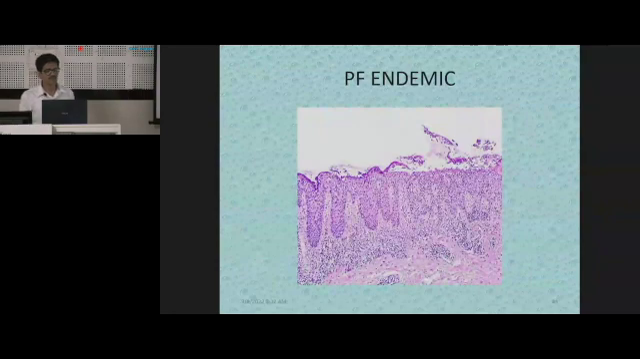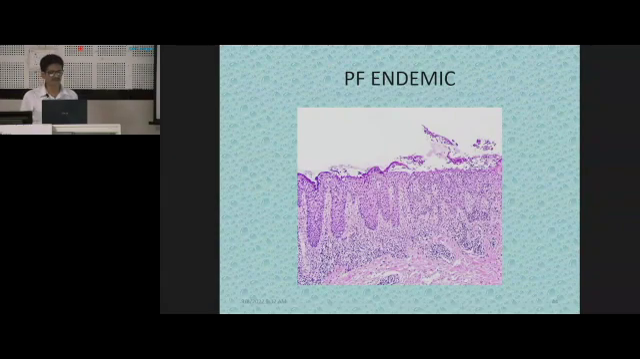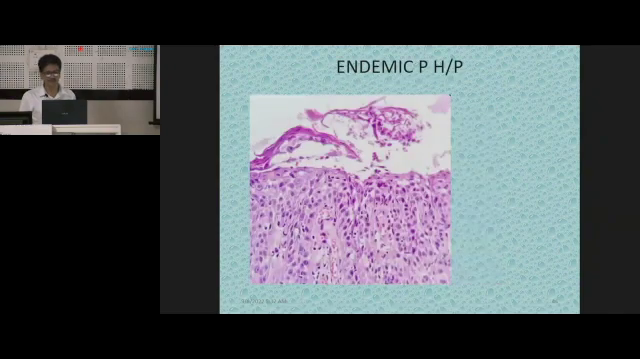Now, pemphigus foliaceus endemic. This occurs in Brazil and Tunisia and other countries. There again, morphologically it is the same, but the exact etiology is not known, though it is attributed to the bite of a particular fly.